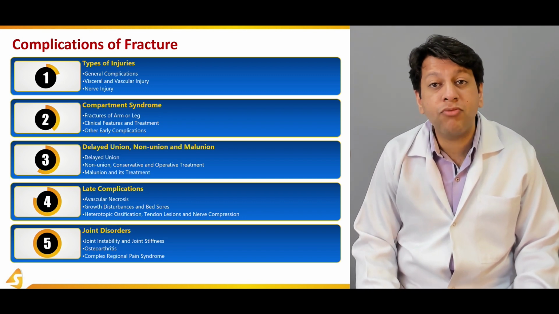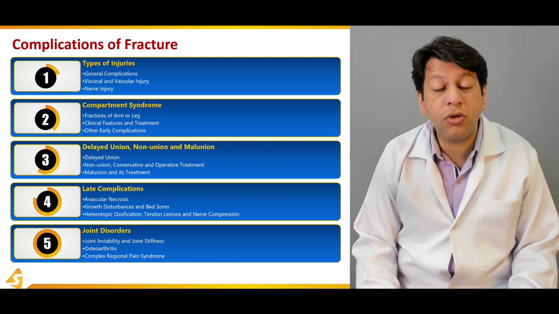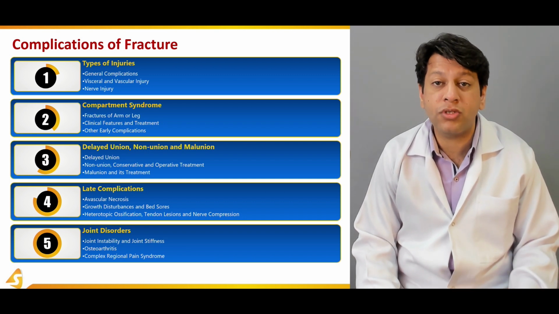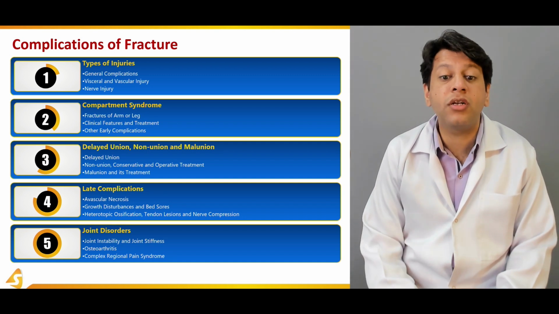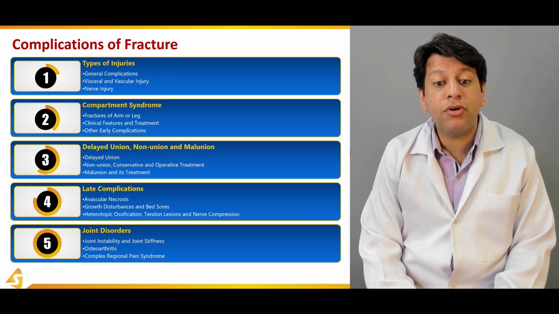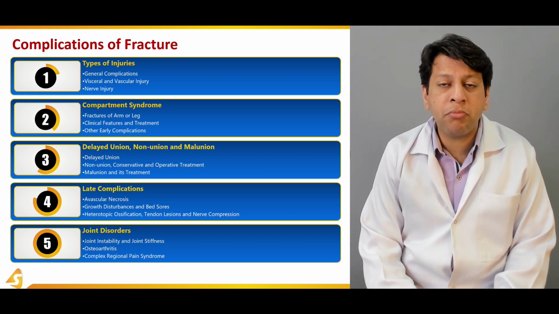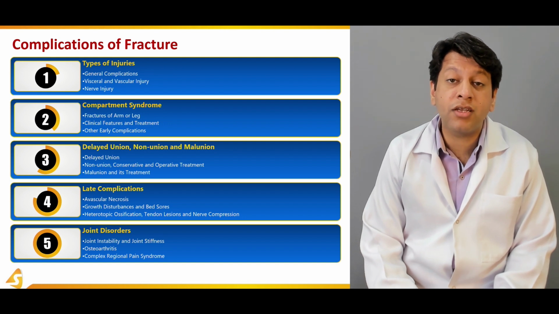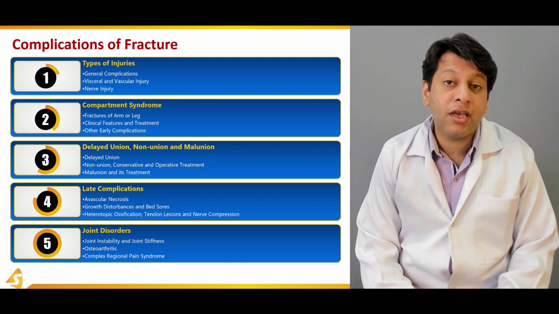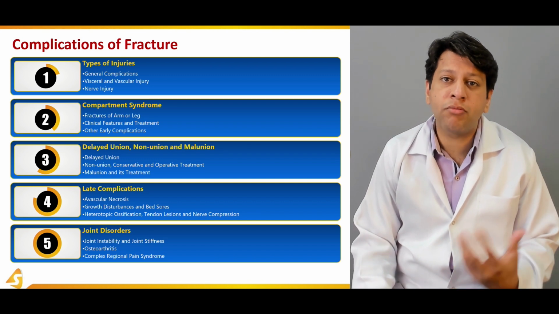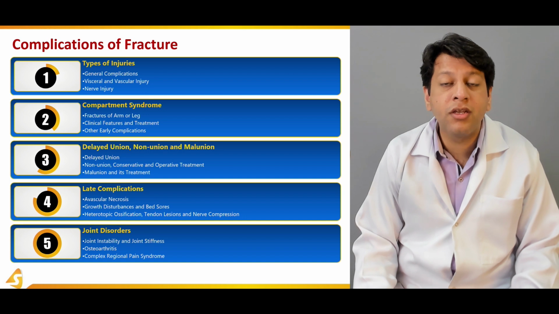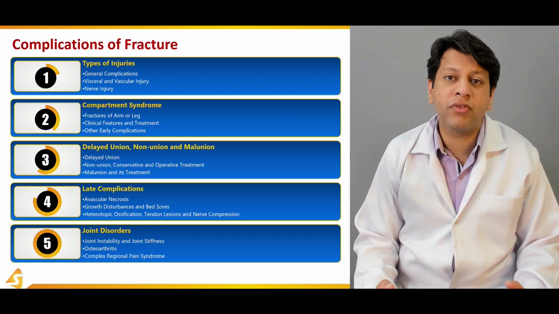Then in the last section, we'll be going through the joint disorders, which may also be directly or indirectly associated with post-traumatic arthritis. We'll be discussing joint instability and joint stiffness, osteoarthritis, and lastly, complex regional pain syndrome, which is also called reflex sympathetic dystrophy as well. And this is one of the very common causes of continuous pain and problems, especially associated with the conservative management of the fractures.